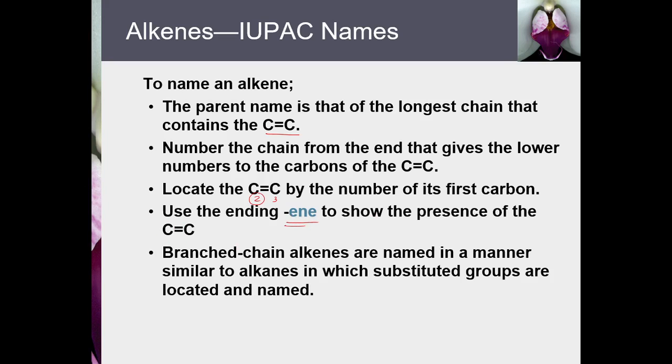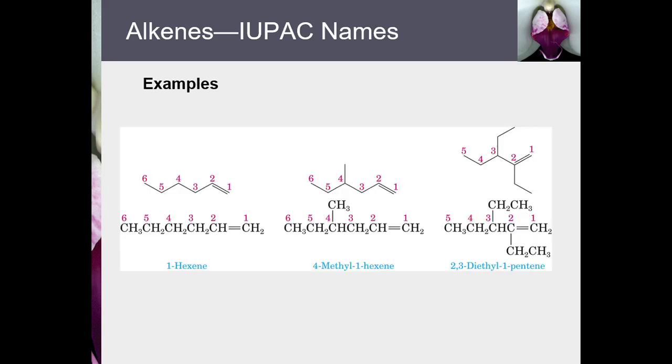Then in the branched chain alkenes, so branched chain alkenes are named in a manner similar to the alkanes in which substituted groups are located and named. And yung isa pa dito is dapat mabigyan natin siya ng mas mababang number as per IUPAC rules. So another example lang, this one, ito is in accordance dun sa rule na sabi nga natin, dapat mag-start ka ng numbering kung saan mas malapit yung double bond. So, this is the end kung saan makikita yung mas malapit yung double bond.